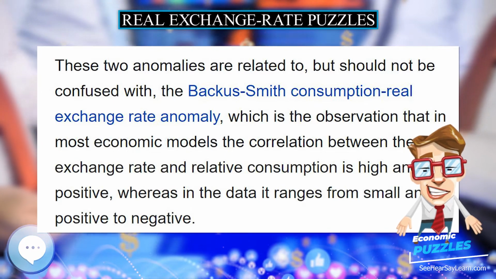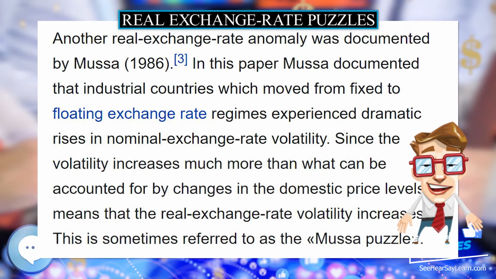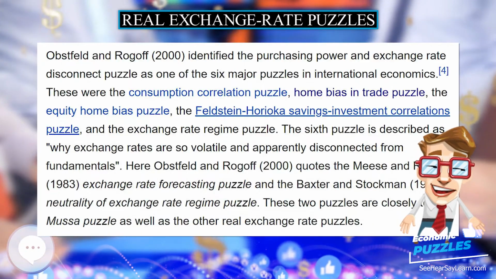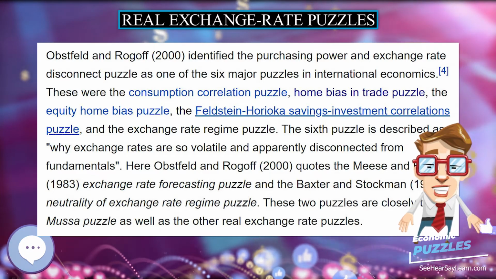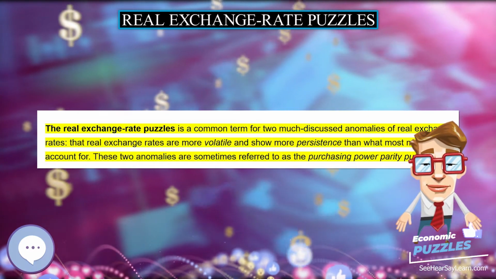Chari, Kehoe and McGrattan, 2002, showed how a model with two countries and where prices were only allowed to change once a year had the potential to simultaneously account for the volatility of US output and real exchange rates.